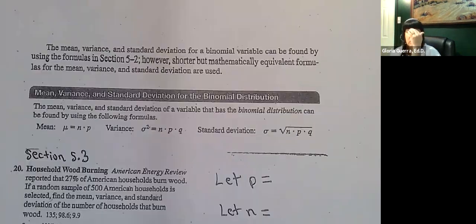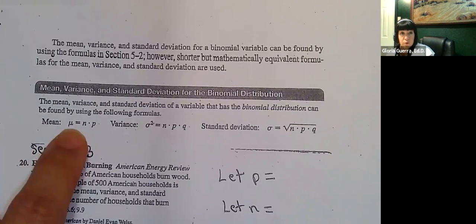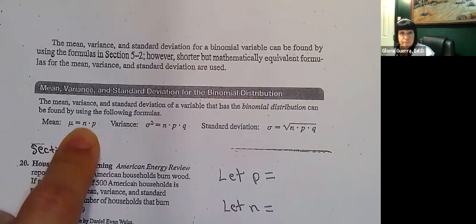It says that the mean, the variance, and the standard deviation for a binomial variable can be found by using your formulas in section 5.2. However, shorter but mathematically equivalent formulas for the mean, variance, and standard deviation are used. So we'll take them. You saw this in your workbook. Mu is n times p.